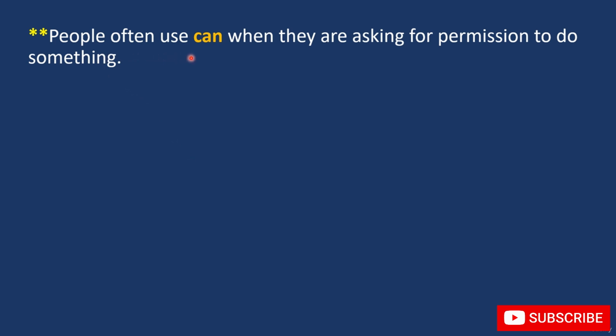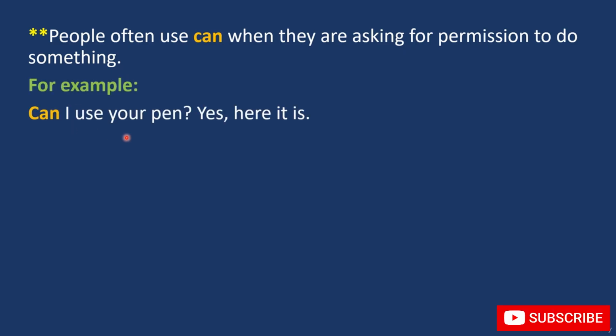People often use can when they are asking for permission to do something. If I need to take permission, I use the word can. For example, can I use your pen? Yes, here it is. So now I take your permission to use your pen.